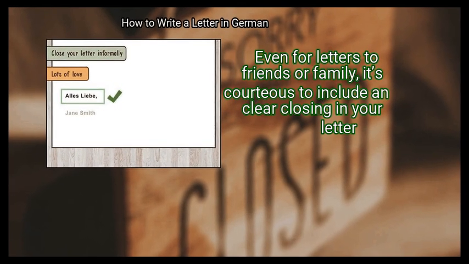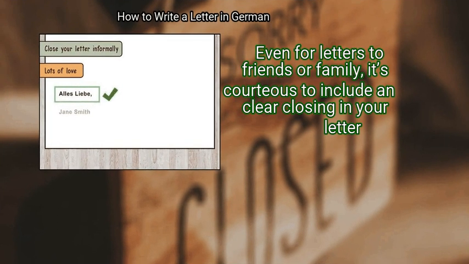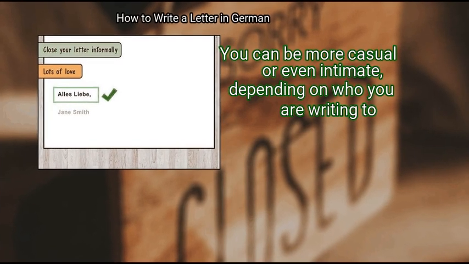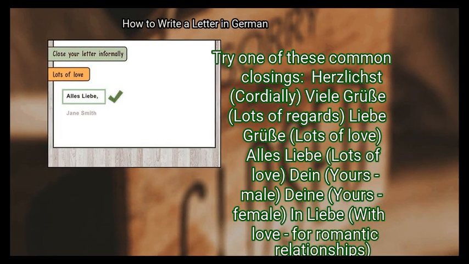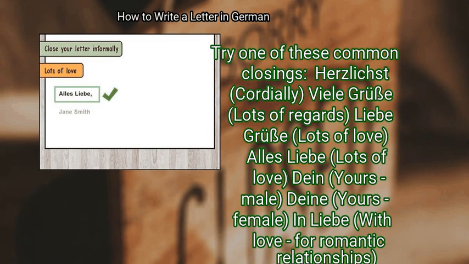Even for letters to friends or family, it's courteous to include a clear closing in your letter. You can be more casual or even intimate, depending on who you are writing to. Try one of these common closings. Herzlich, cordially. Viele Grüße, lots of regards. Liebe Grüße, lots of love. Alles Liebe, lots of love. Dein, yours, male. Deine, yours, female. In Liebe, with love, for romantic relationships.